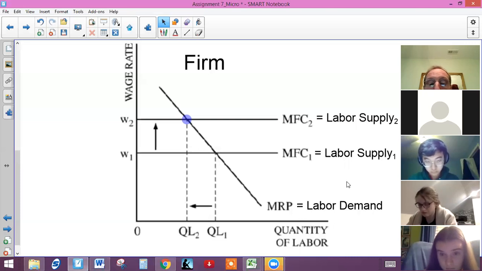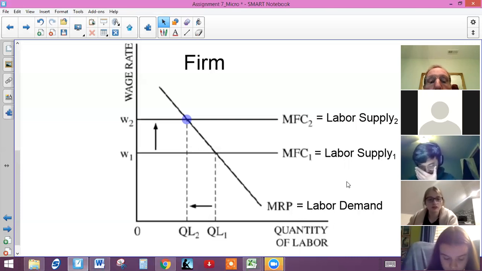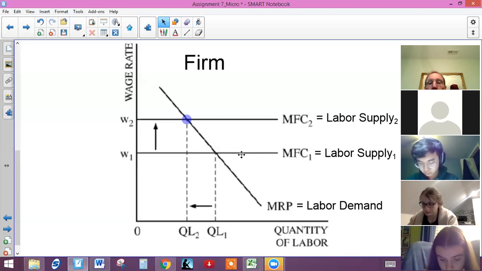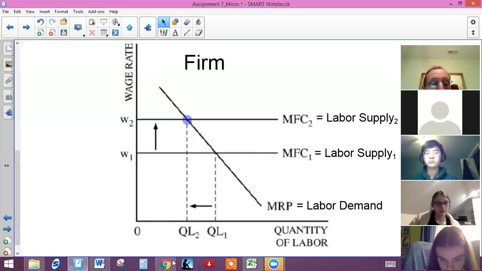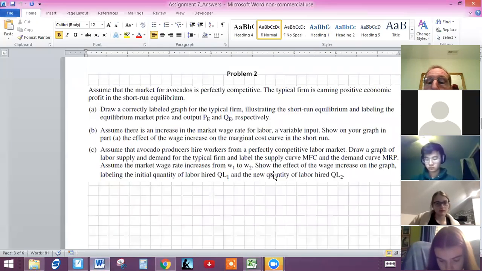So you're going to have a higher wage and fewer workers hired, and you're going to have a shift up in your marginal factor cost curve, or your labor supply, and you're going to have a movement along the labor demand from here up to here. Okay, does that make sense? All right, guys, I think that's it. Yep, that's it for problem 2.